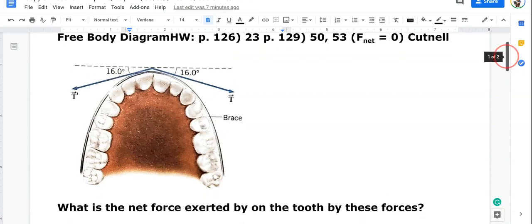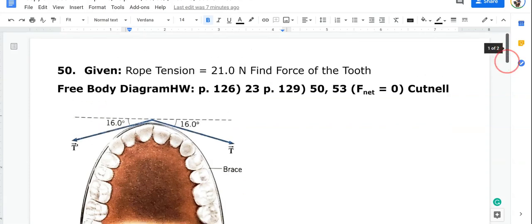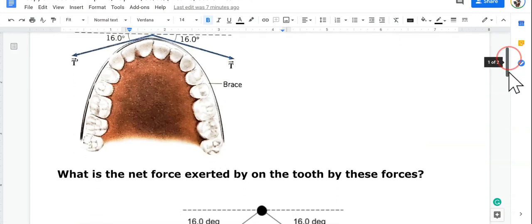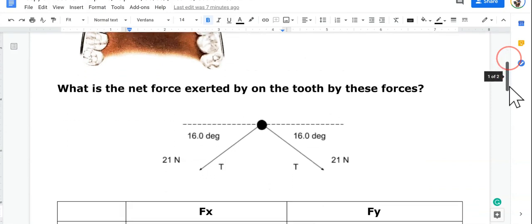You've got a cable applying some tension on some teeth, and you're told that the cable, which is pictured here, is given by the letter T, but you're actually told the tension in the cable is 21 newtons. So this is what the picture looks like. There's another force in here, but we're going to leave it out because all they ask is what's the net force exerted on the tooth by these two 21 Newton forces.